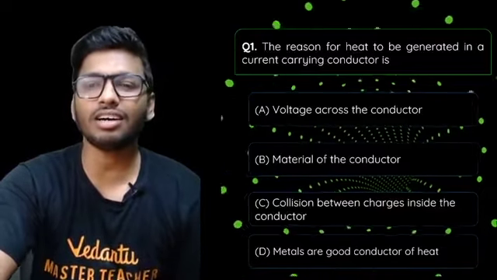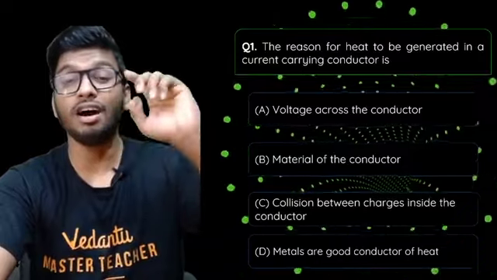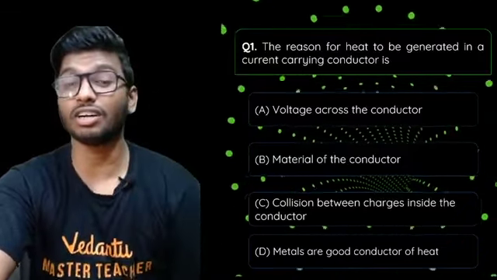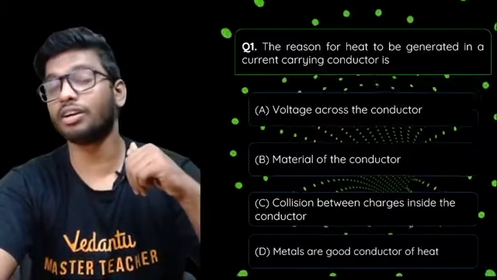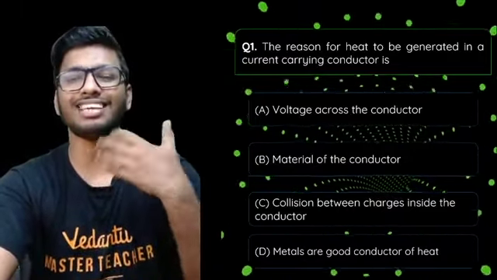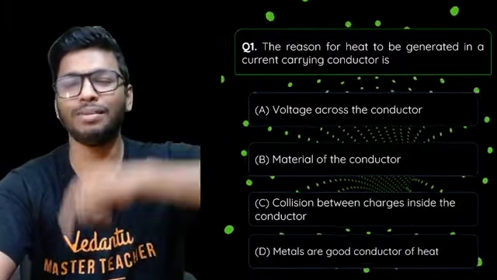The reason for heat to be generated in a current carrying conductor is: four options: voltage across the conductor, the material of the conductor, collision between the charges inside the conductor, or metals are good conductors of heat. What is the reason that there is heat generated in a current carrying conductor? Whatever is the answer, write down in the comment section below, A, B, C, or D.